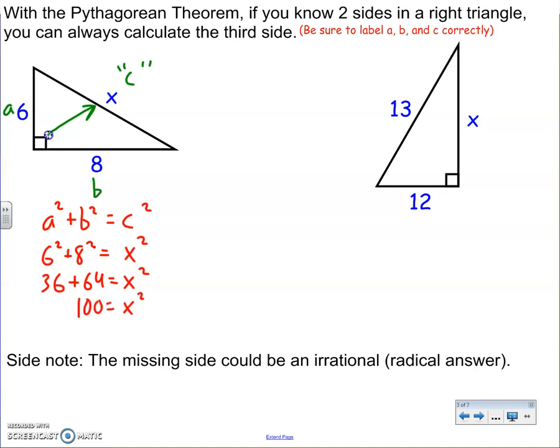Then you're going to square root both sides. So we just did a video over radicals, but 100 is a perfect square. That's just 10. So 10 equals X. So we just found that the hypotenuse is going to be 10 here.